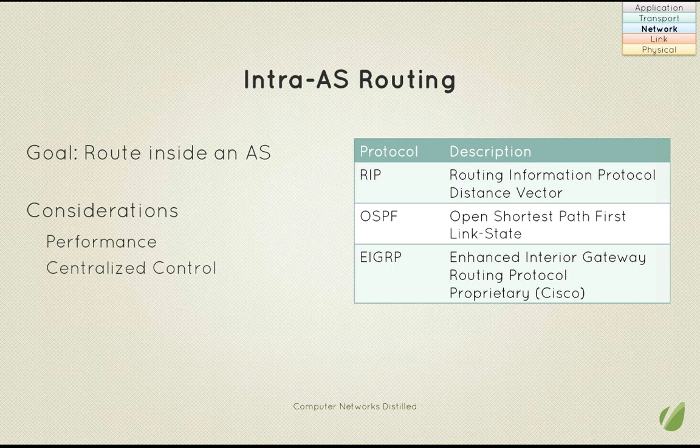And you can see that we have represented here one protocol from each of the main classes. The routing information protocol is a really old protocol that works using distance vector. OSPF uses link state, and EIGRP is a proprietary protocol from Cisco. So these are three real protocols that an institution that runs a set of routers might use within their institution.